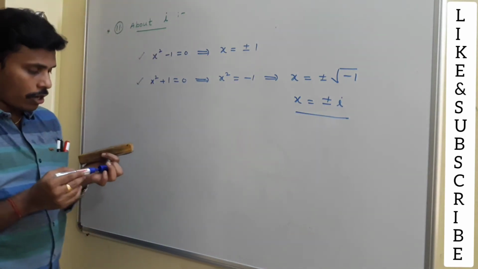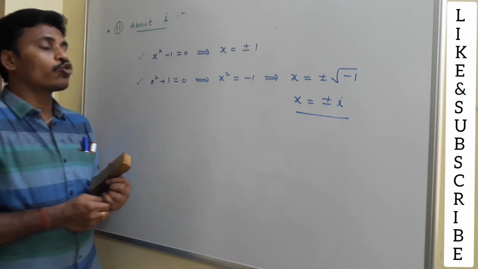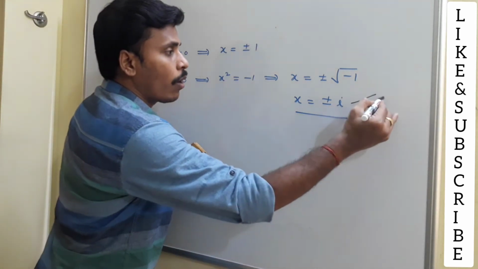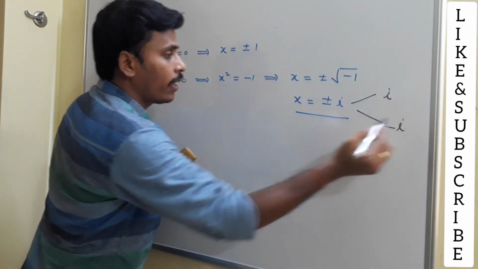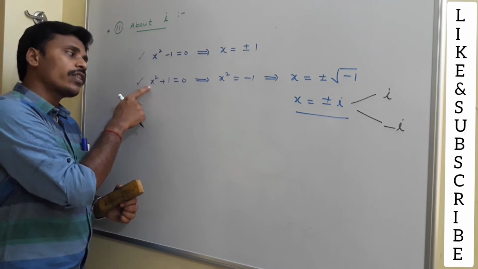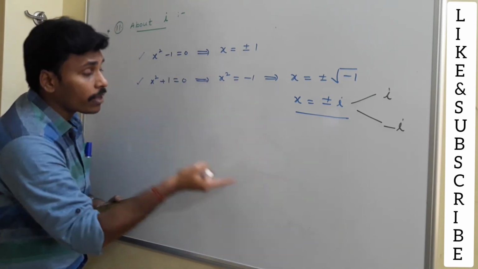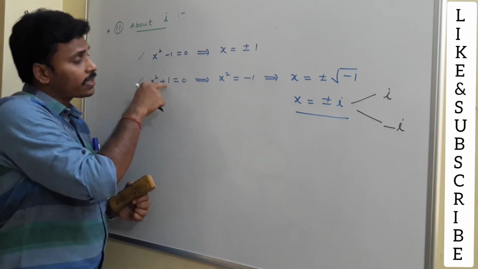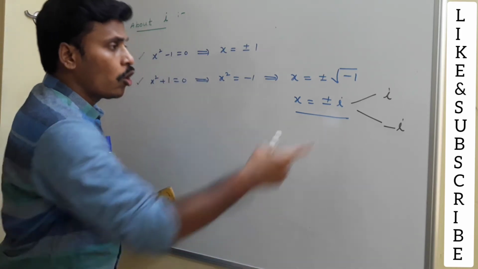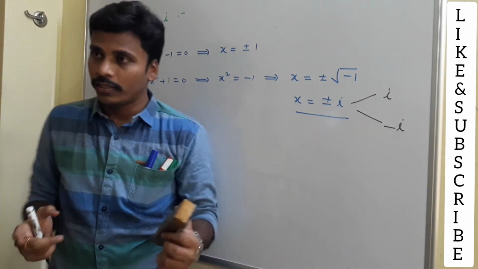Is it right or not? You need to check. How can you check? At the end, my values of x are i or minus i. Replace x with i or with minus i. If you replace with i, i square plus 1 is clearly 0. If you replace x with minus i, again minus i whole square plus 1 is again 0. So either of these two is a root for this x square plus 1 is equal to 0.